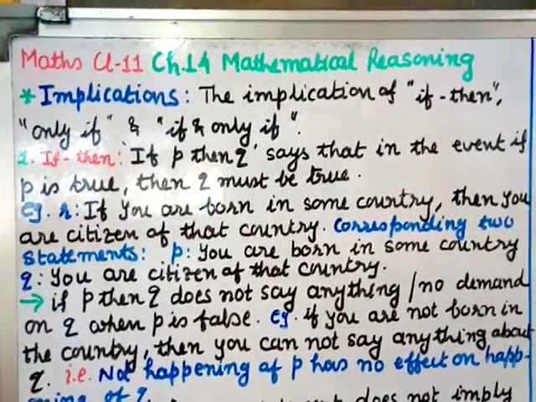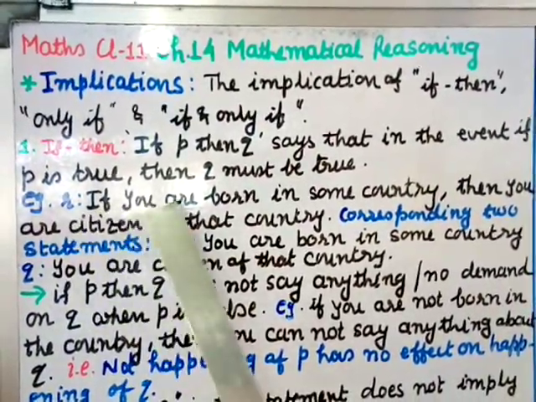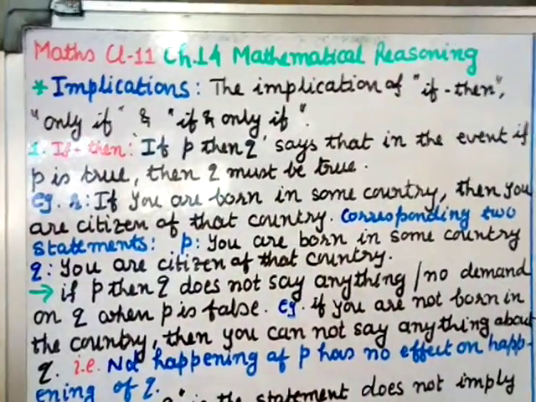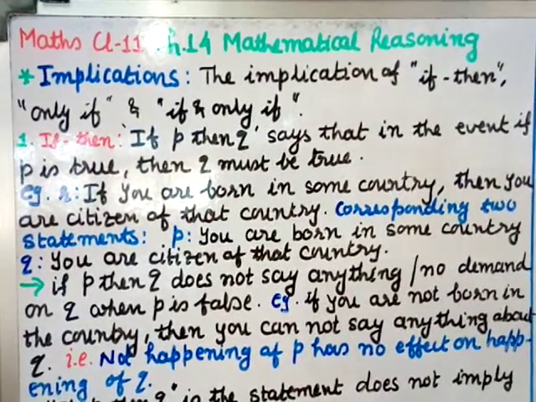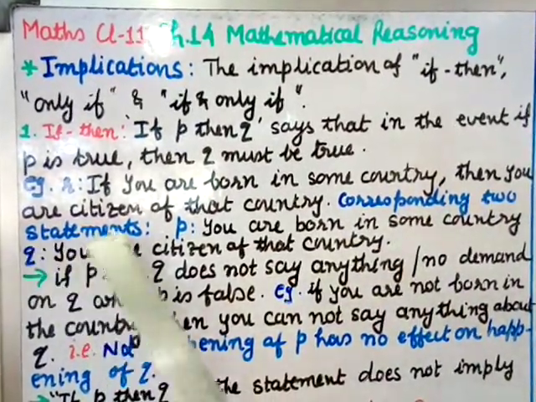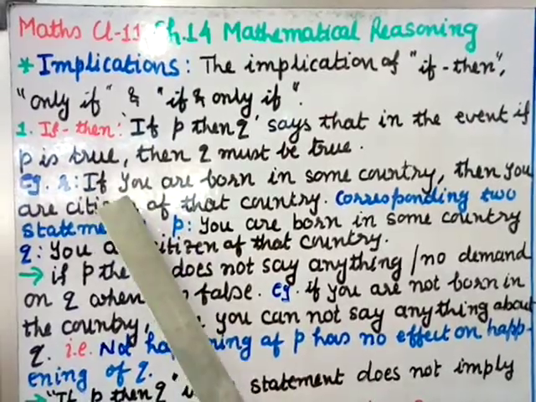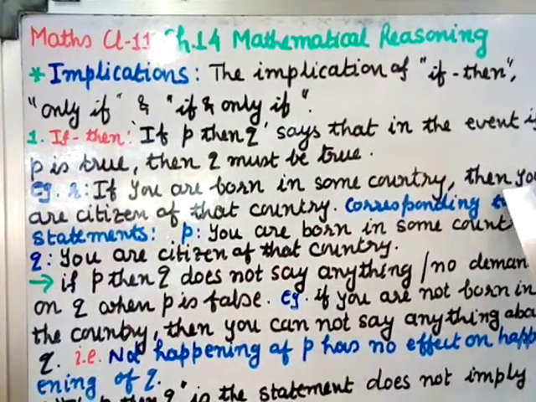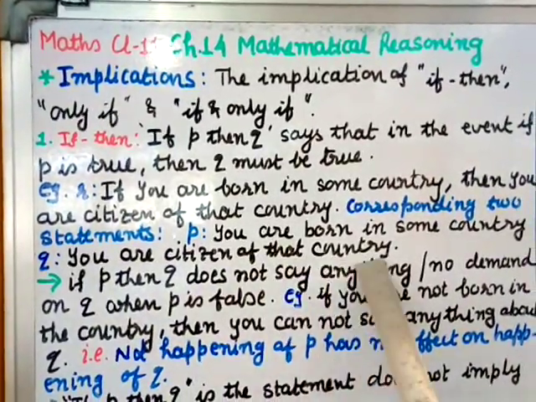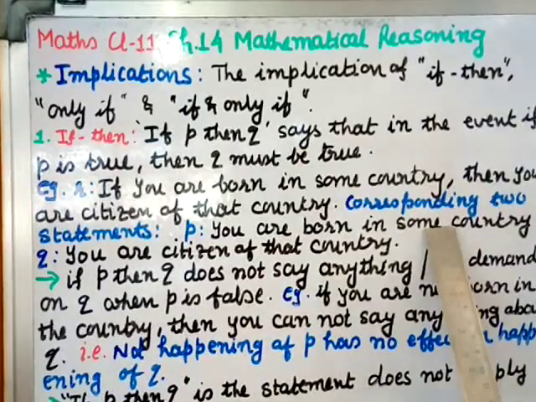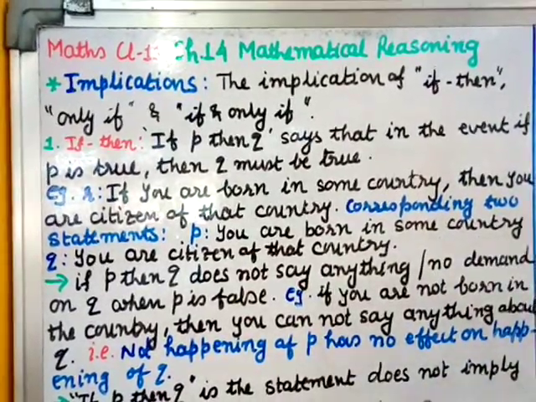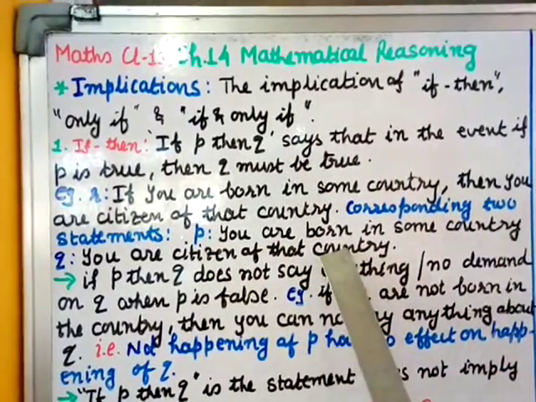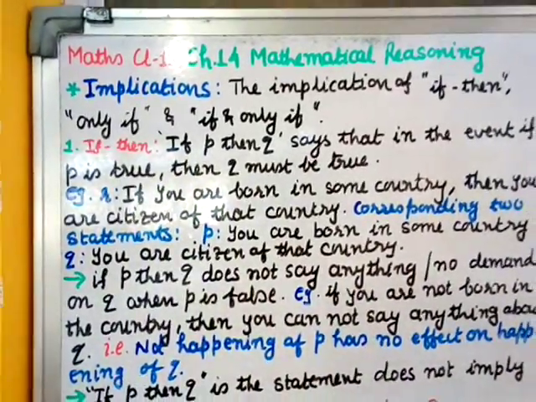Let us take an example. The statement is: if you are born in some country, then you are a citizen of that country. Now this is a compound statement. It has two component statements. The first one I call P: you are born in some country, and the second statement I call Q: you are a citizen of that country. So it is very clear that if P is true, if you are born in the country, then automatically you will become a citizen of that country, right? So P is true implies Q must be true. Okay, that is the meaning of if then.